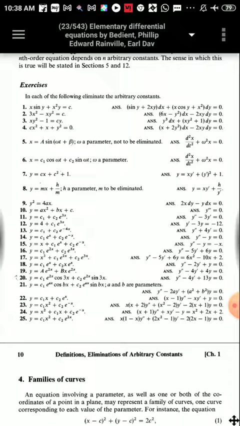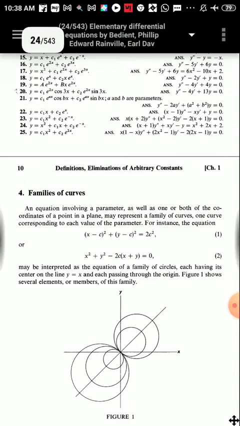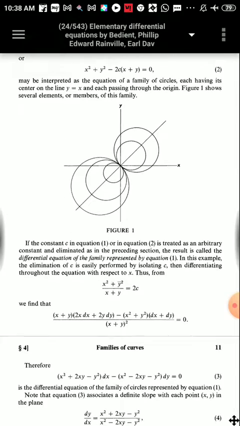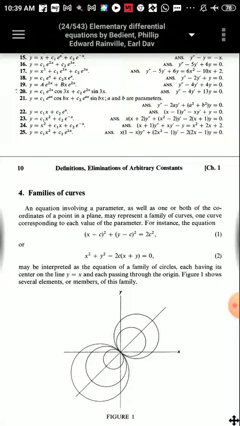Okay, now next is a family of curve. So what is family of curve? So if we have a differential equation, then the solution of the differential equation gives a family of curves. Okay, family of curves of that differential equation, or the differential equation itself represents a family of curve.